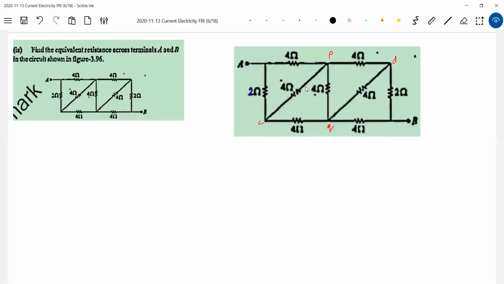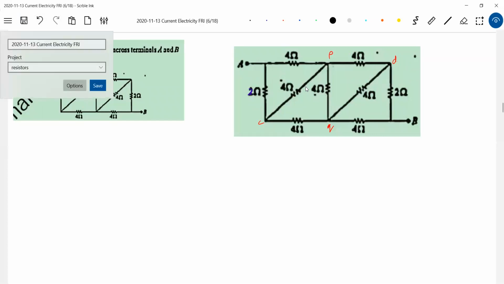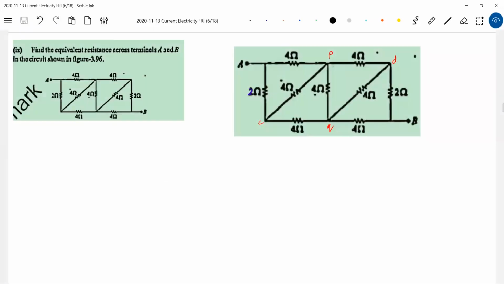So I think there should be some minimum rules that you have to follow. Like, whatever you think is not a rule, sir. Even if this were 4 ohm, you can't remove. You can't remove because these are being connected, no?